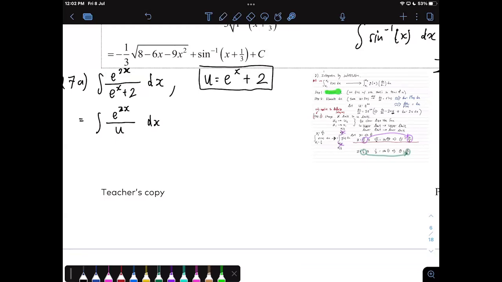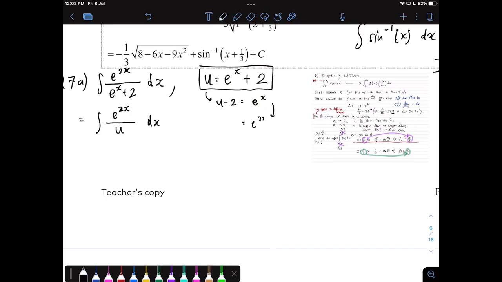Step 1 helps you eliminate x. You still have x here, you still have x here. Wrong already, cannot continue. You must continue to replace everything in terms of u: e power 2x, e power x. How can you rewrite the e power 2x in terms of u? So let's work it out. u minus 2 equals e power x. Can we just sub in with u minus 2? No. Then how? e power x, e power 2x.